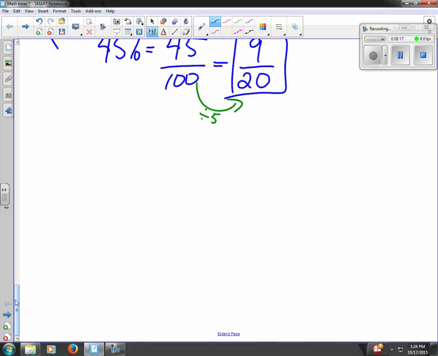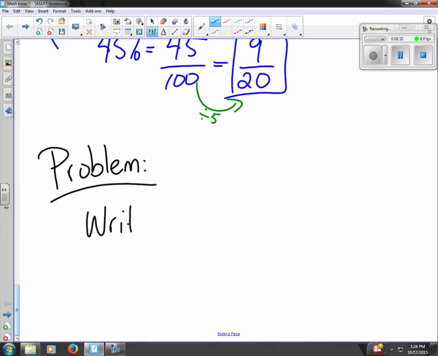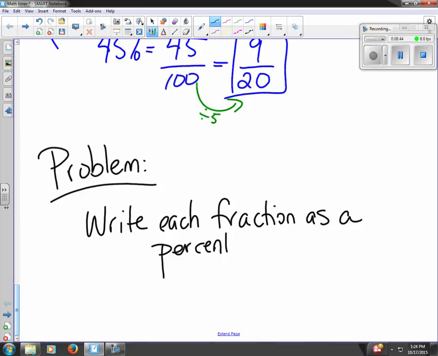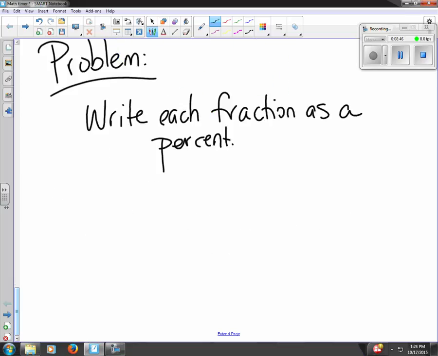All right, your problem for next class is this. I want you to write each fraction as a percent. If I give you 13 over 25, what's the percent? Find the percent.